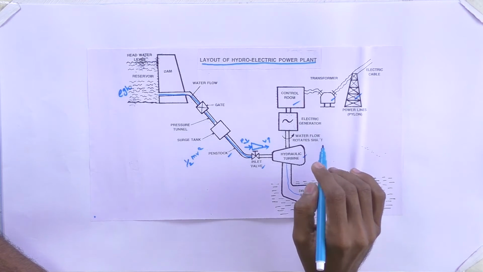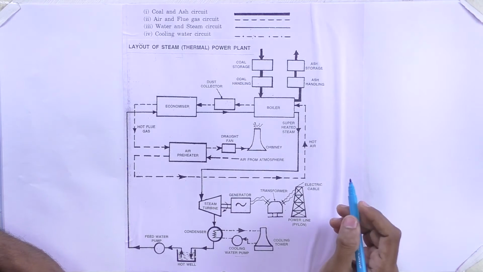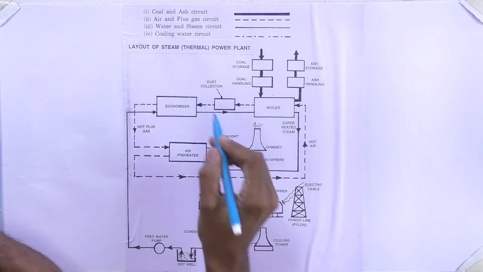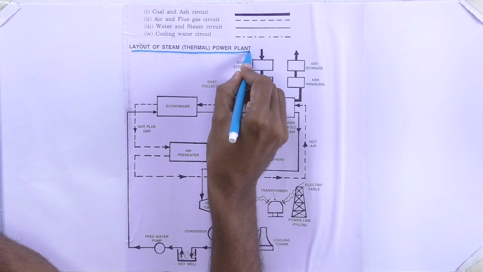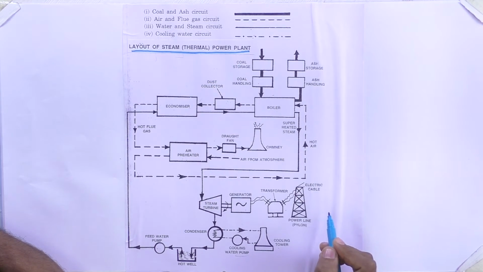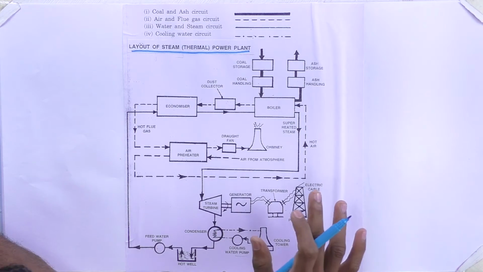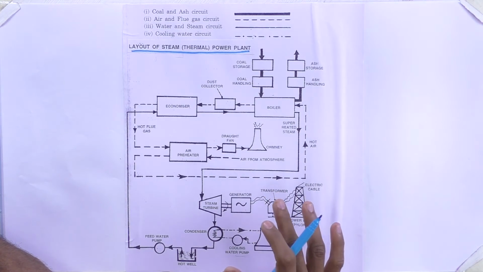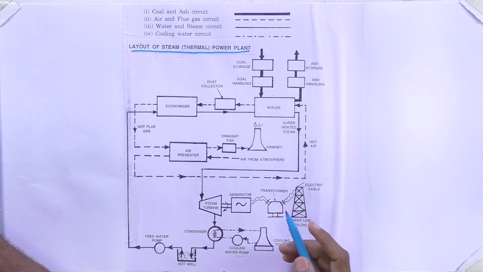Now, we can see another power plant. Dear learners, this is the layout of a steam power plant, or it may be called a thermal power plant. This thermal power station, which is located in many places, is used to generate power with the help of coal and water.